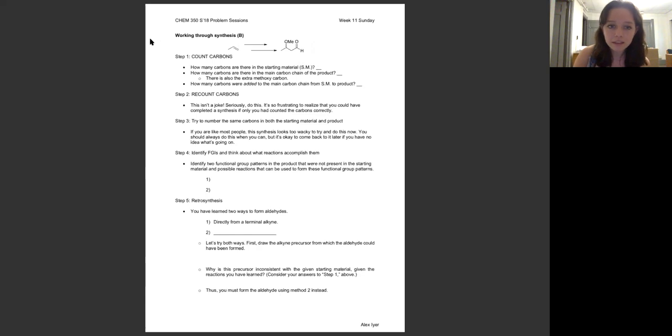But yeah, let's get started with looking at how we're going to turn this propene molecule into this thing that has both an ether and an aldehyde. So the first thing we want to do is count our carbons, right? Because how many carbons are we starting with? How many carbons are we ending with? Are we making new bonds? Are we breaking new bonds? Where are carbons coming from? Where are they going?